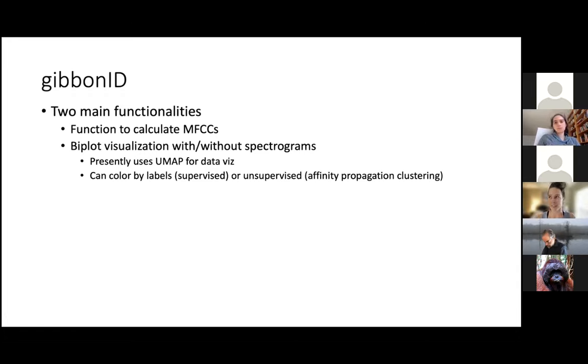Again, there's a lot of different decisions that can be made. So what type of algorithm are you going to use to create the biplot? Right now it uses UMAP. That's just one that I've been using for a while, and I'm pretty happy with how well it works for data visualization. And then the points can be colored by labels, so gibbon individual or call type, for example, or you can use an unsupervised clustering algorithm to have it assign cluster ID and then color it that way.